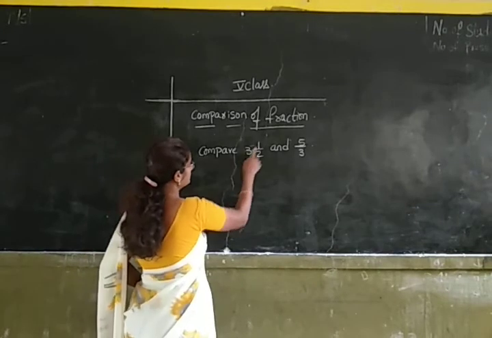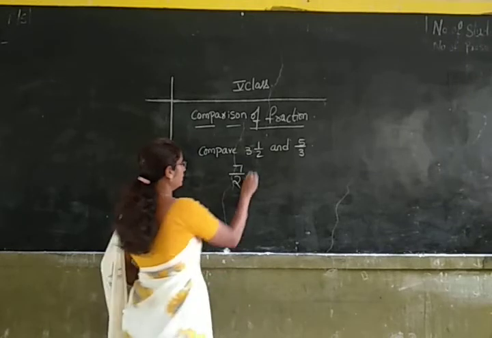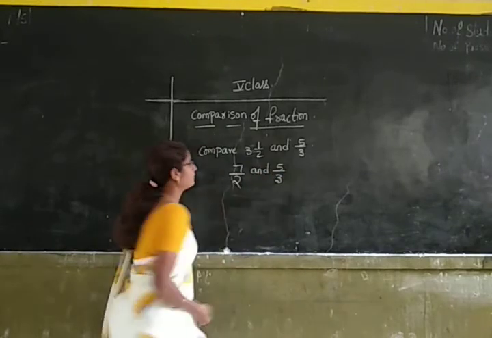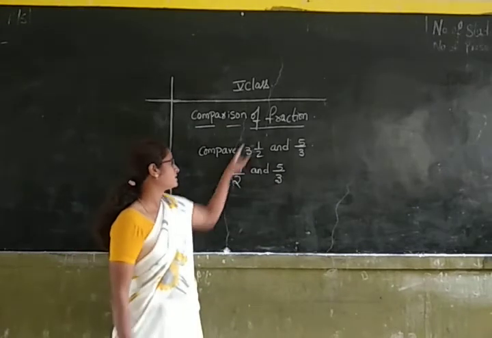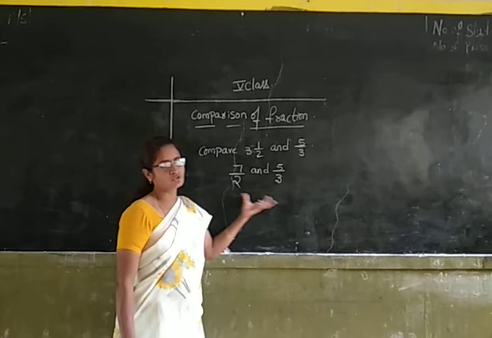3 2s are 6. 6 plus 1 is 7. So this is 7 by 2 and 5 by 3. So I have changed the mixed fraction into improper fraction. Now I try to compare these two fractions.